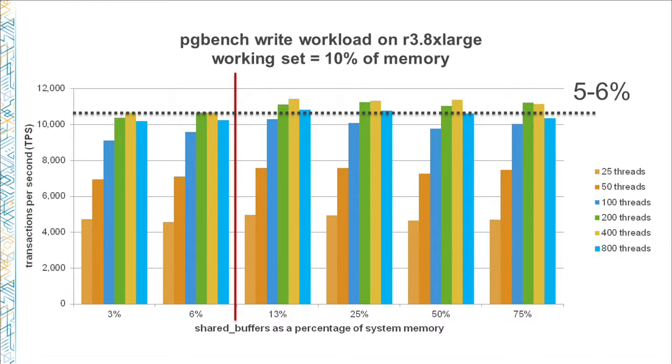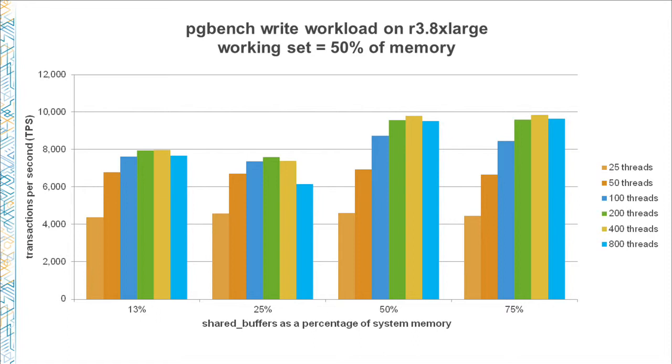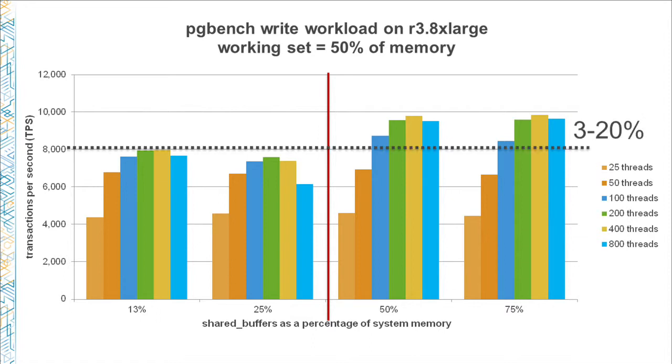Now, of course, most people aren't going to buy a box that has 244 gig of RAM for a 24 gig working set. So a more common case would be something like 50% of your database fitting in RAM. We do the exact same test, but this time the 13 and 25 don't quite fit, and the others do. And we actually see an even bigger increase here. We saw between 3 and 20% improvement on our test by only going to the shared buffers. And the improvement gets larger with the number of threads and the amount of concurrency that you're doing.